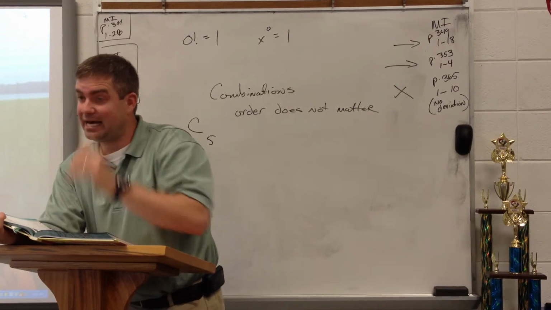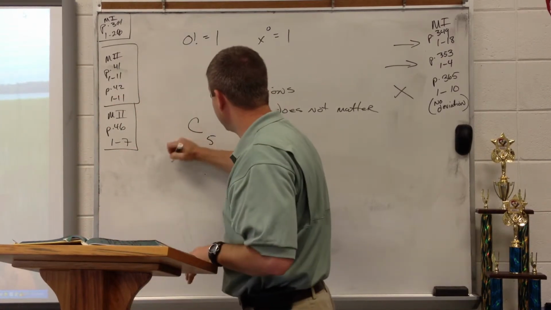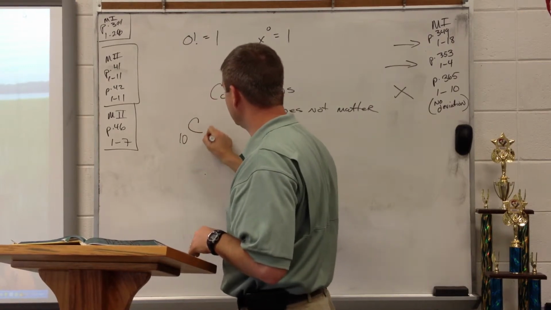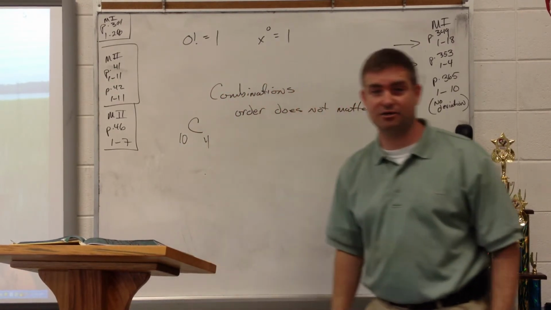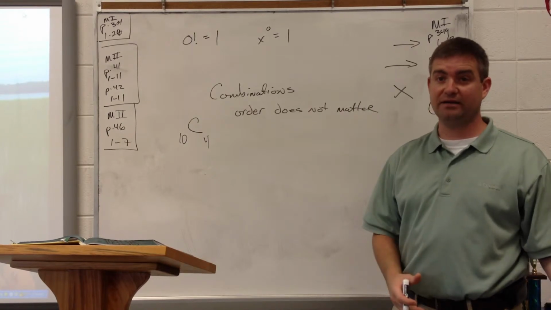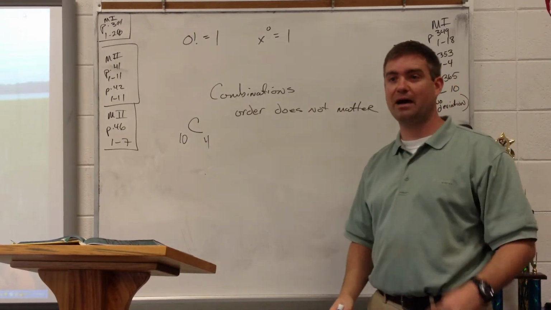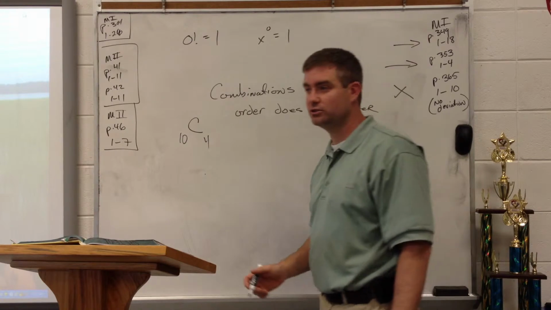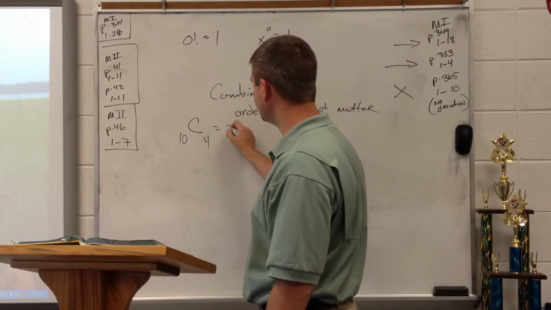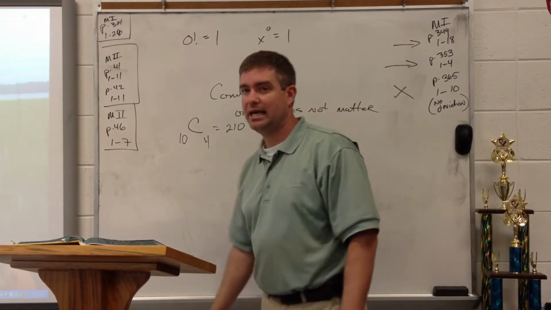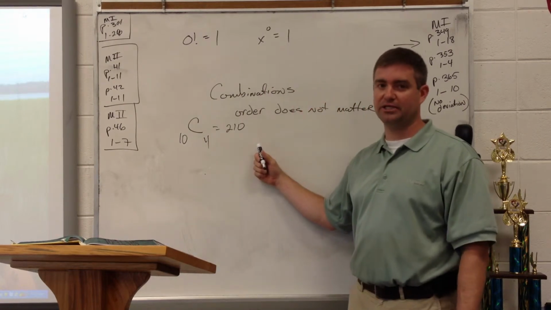Okay, so how would we get that answer? That would be 10 choose 4 on combinations. Everybody type that in your calculator. You have 10 different choices, and you choose 4 backgrounds for your school pictures. What would your answer be? 210. Very good. Is that number bigger or smaller than permutations? Bigger.